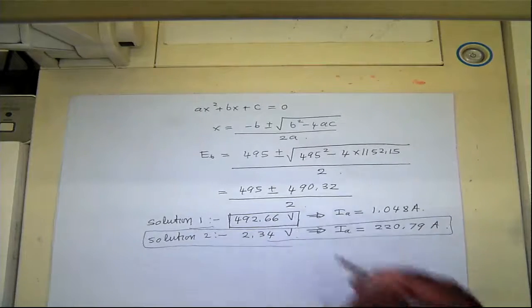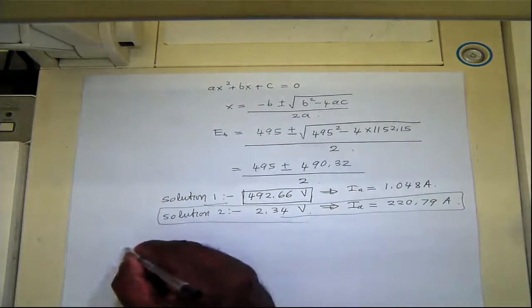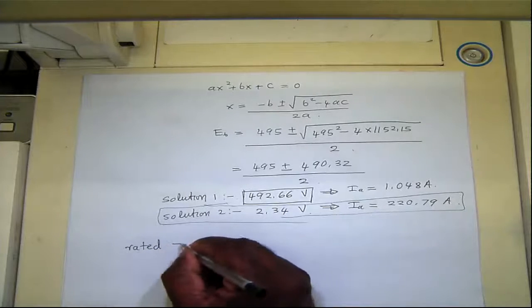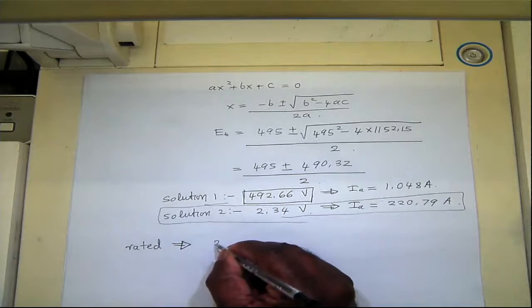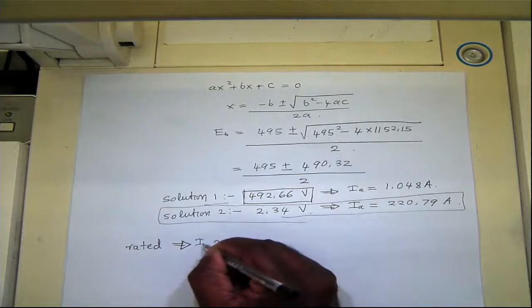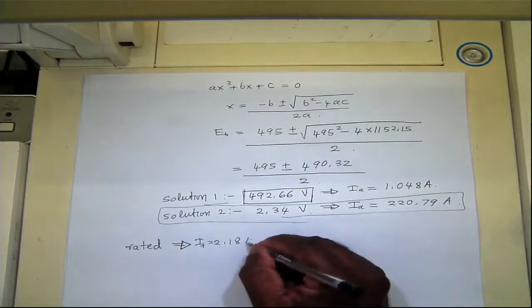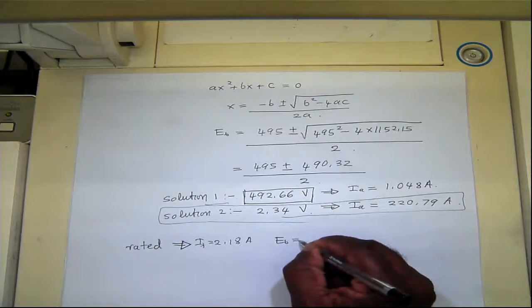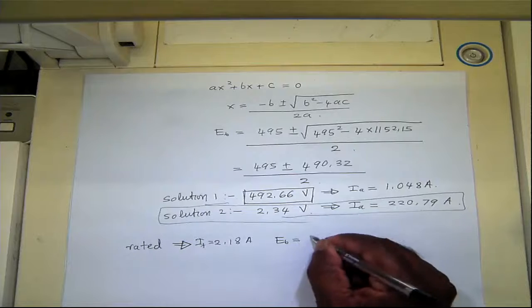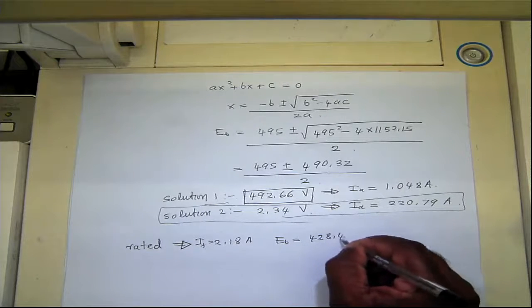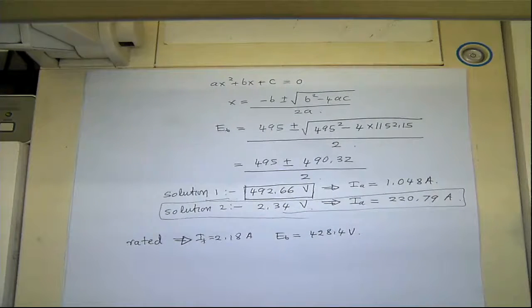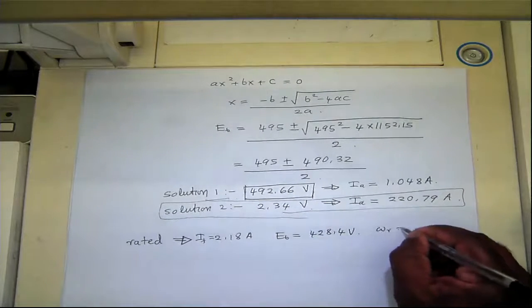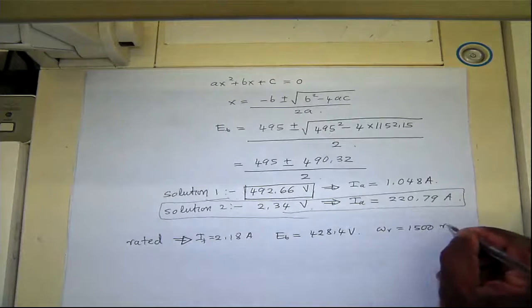So if you consider the rated conditions, we have a field current given as 2.18, and the back EMF we calculated to be 428.4 volts. That's the back EMF, and this is at a speed of 1500 RPM.